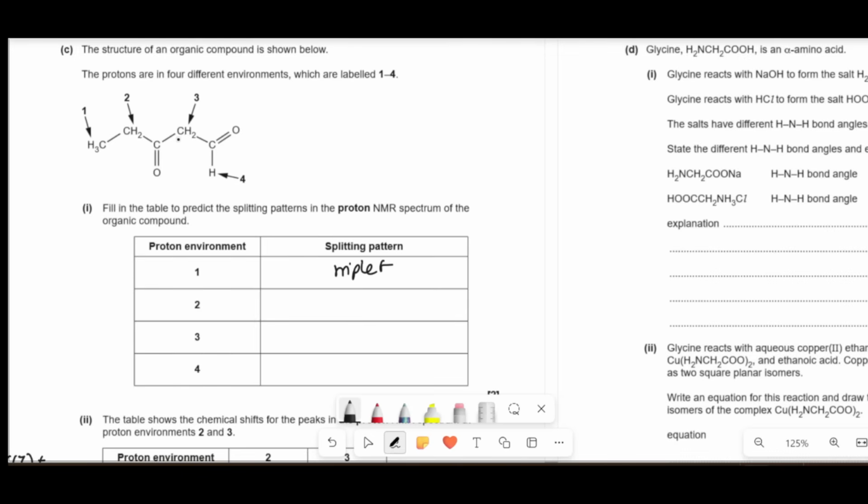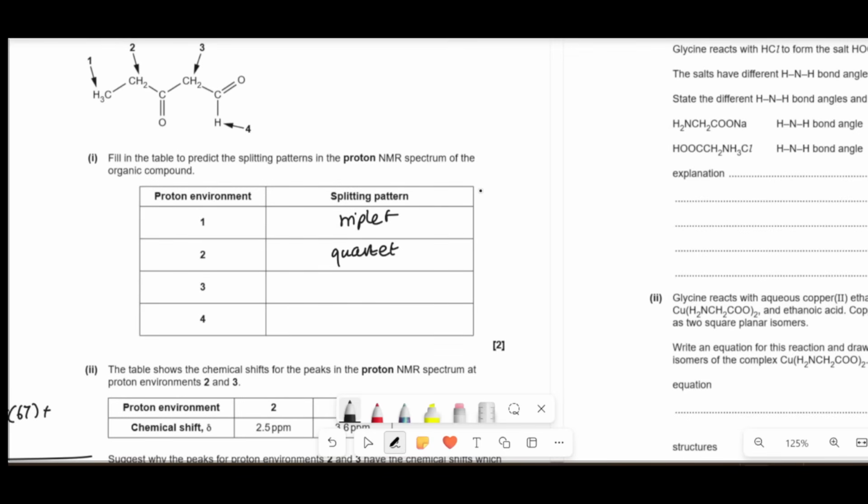If you look at carbon 2, so if we look here, there's none here. However, there's 3 there. So its splitting pattern is going to be a quartet. Next, if we look at carbon number 3, it's got none here, but 1 here, so it's going to be a doublet, because that 1 there causes it to split, because 1 plus 1, right? And then if we look at carbon number 4, it's attached to this carbon, which is attached to a carbon with 2 on it, so it's a triplet.